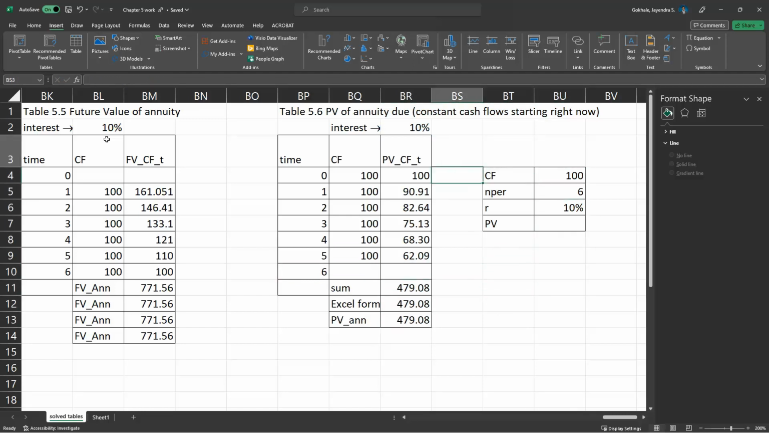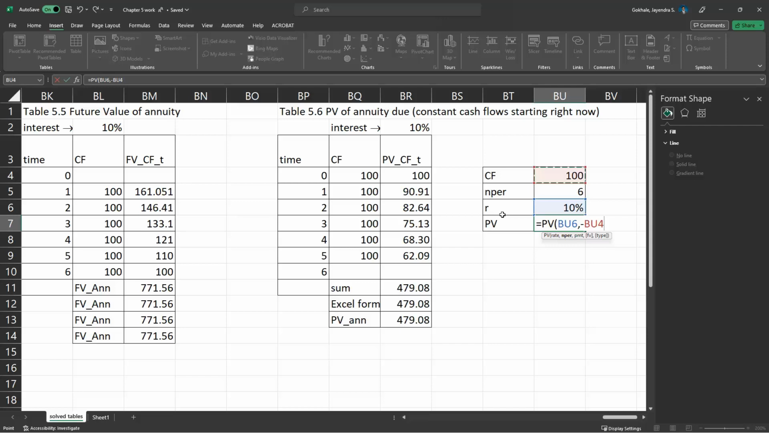I don't think we need this particular one here, oh, actually yes, we do need this. So equals PV. We don't need to lay out the cash flows elaborately. PV rate, the number of periods, minus 100 comma 0 comma 1, close parenthesis, enter. Same answer. So that's how we find out present value of annuity due. Thank you for listening.